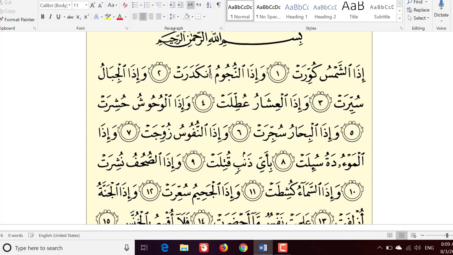وَإِذَا الْجِبَالُ سُيِّرَتْ. Okay, so we have jibal, the plural of jabal, and it says suyyirat, and when they lose their firmness and they begin to move, or they are made to move. وَإِذَا الْعِشَارُ عُطِّلَتْ. Ishar are the pregnant camels.